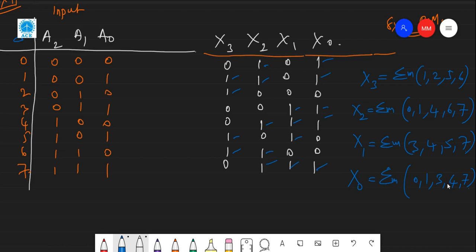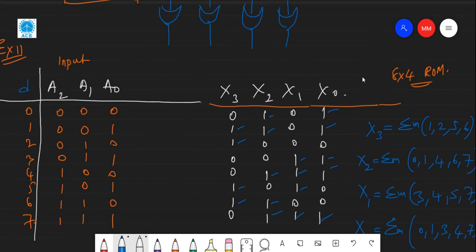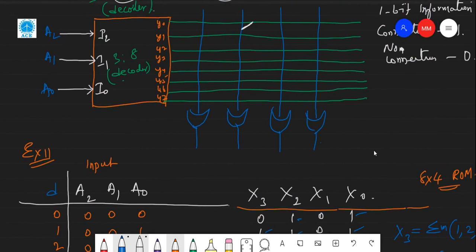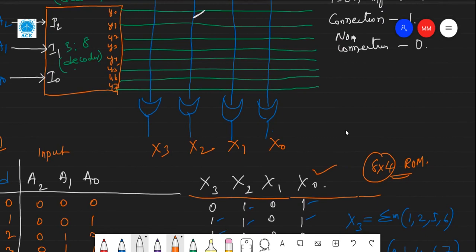Okay, now completed. So go up for the same circuit, same design. I took the same example only. Here is the example, right? So these values I'm taking same as x0, x1, x2, x3. This is my output, 4 output, 16 into 4 ROM. So now let us give the connections. x3 is connected with 1 2 5 6.